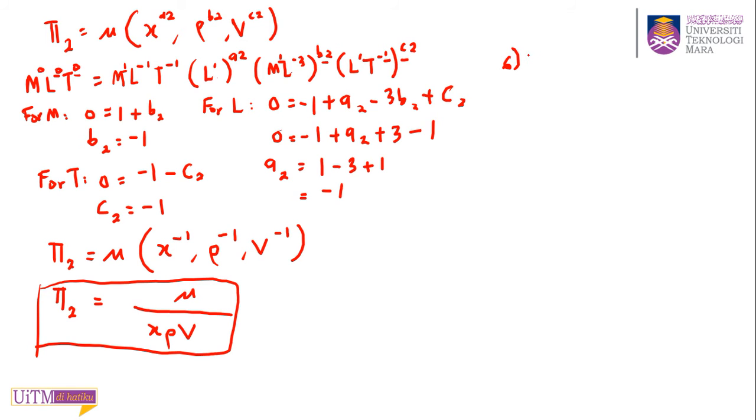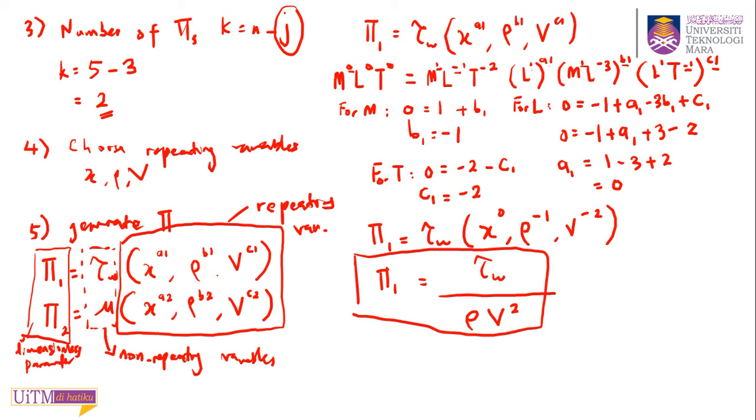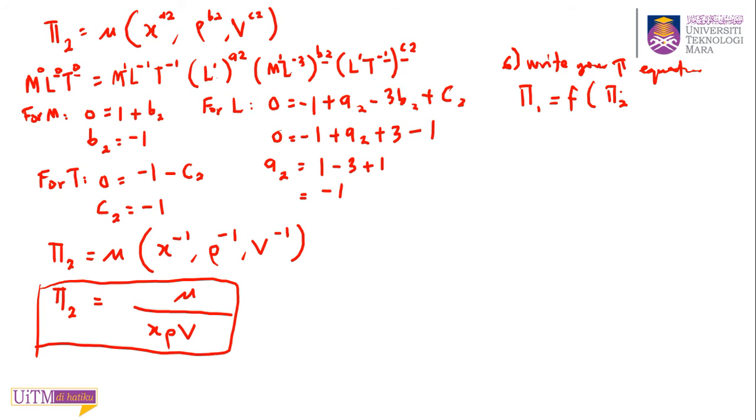So the sixth step is the last step. The sixth step, write your pi equation. Okay, to write the pi equation, pi 1 will be equal to a function of pi 2, if you have 2 pi. If you have 3 pi, then this will be pi 1 equal to a function of pi 2, pi 3 and pi 4 or whatever, depending on how many pi you have. So in this equation you only have 2 pi. So your equation will be pi 1 a function of pi 2.